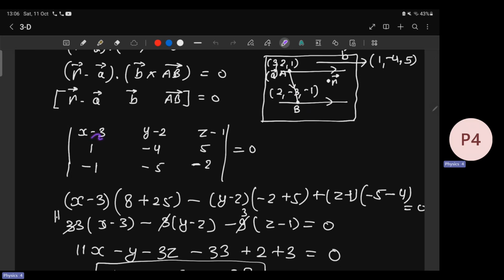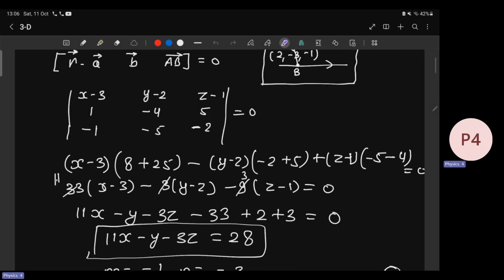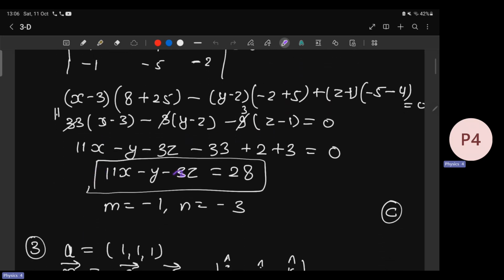So r minus a goes into the first row: x minus 3, y minus 2, z minus 1. Small b vector is 1, minus 4 and 5. And AB vector is minus 1, minus 5 and minus 2. Their box product is 0. So we will solve this determinant. So we got the equation of the plane: the required plane is 11x minus y minus 3z equals 28.